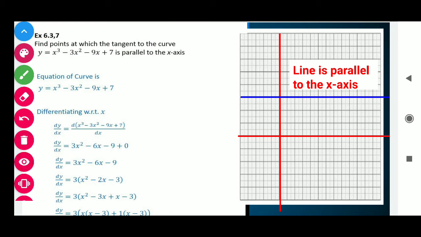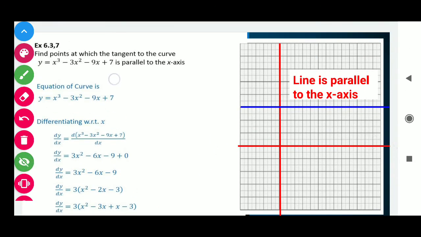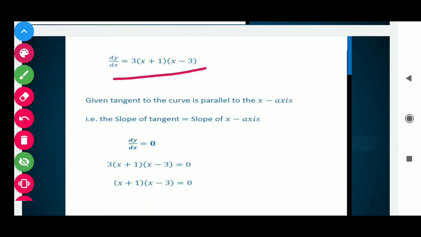Now students, we need to find the points, and it is also given that the tangent is parallel to the x-axis. And students, we have just read the remarks related to the topic. So students, use those remarks in this question. When a line is parallel to the x-axis, then its slope is 0. So in this way we will write dy over dx, 3(x plus 1)(x minus 3) equals 0. So students, we get x equals minus 1 and x equals 3 from this equation.